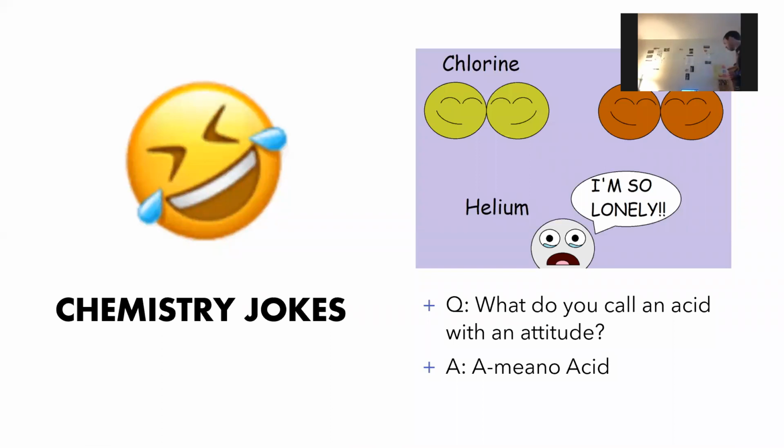Okay, and before we finish for today, chemistry jokes for the day. Brookdale Bear, you come right up here and tell us our chemistry jokes. What do you call an acid with an attitude? What? Amino acids. I slapped my knee on that one. Then look at that picture right there. Chlorine, helium. Oh my gosh, that looks good.